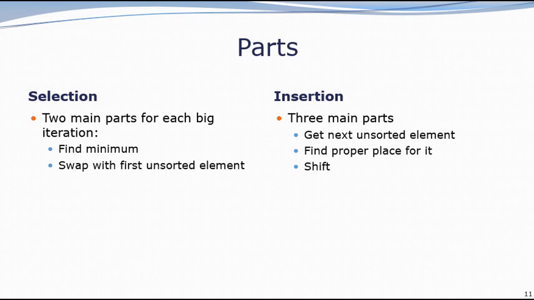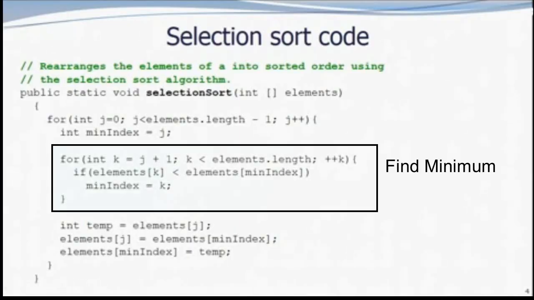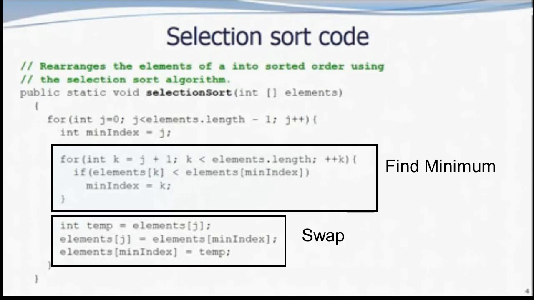Let's go ahead and look at what they are in code, and hopefully some of the visuals I put with it will help you. So let's jump into that. This is how it works. Selection is a find minimum algorithm with a swap.